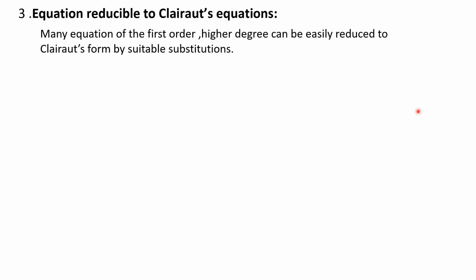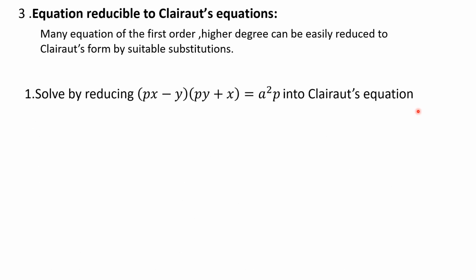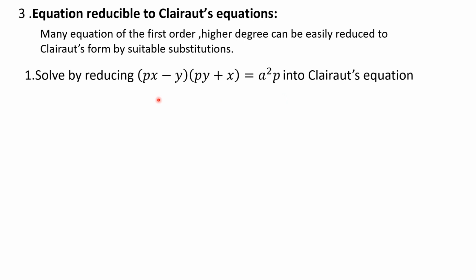In the exam they obviously give the substitution which we have to take, so no need to worry about that. So we move on to the problems. Now we take the first problem. Solve by reducing px minus y into py plus x equal to a square p into Clairaut's equation. So that means we have to reduce this into Clairaut's form, then we have to solve. But for that the suitable substitution we have to take, which they have already given.